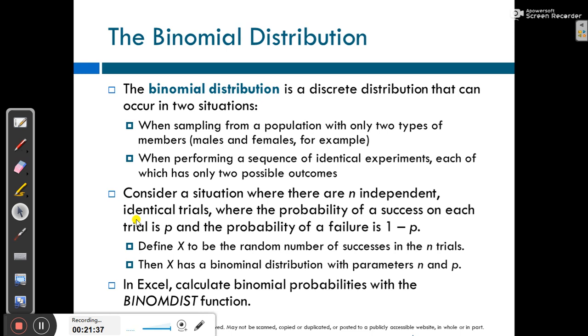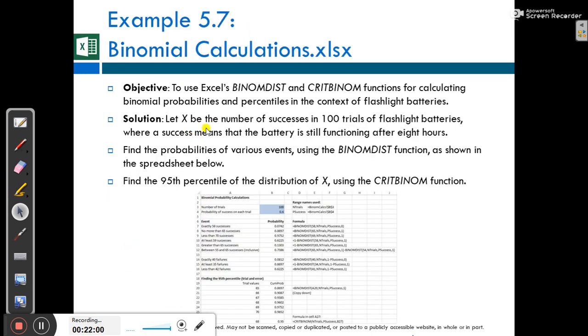So n is the number of independent identical trials and p is the probability of success. In that n number of trials, p is the success probability. So this distribution revolves around these parameters. You can use the same thing in Excel also. You can go through this slide, I will give it to you, and try to use these things in Excel.